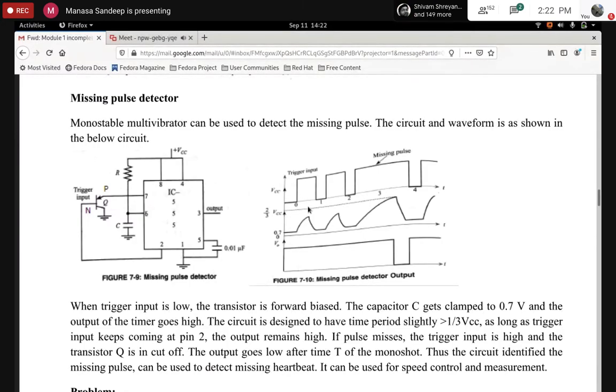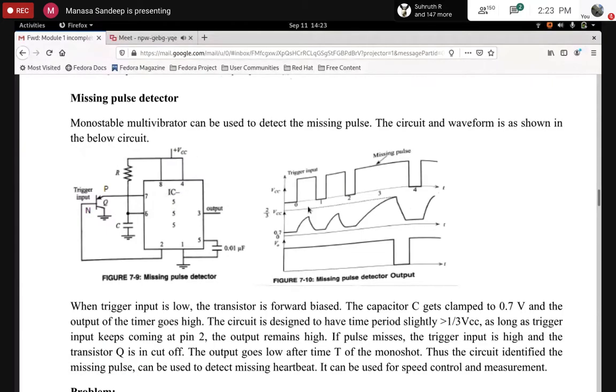The time period of the monostable circuit is made slightly greater than the pulse period. Why 1/3 VCC? The charging of the capacitor takes place between 1/3 and 2/3 VCC. Once it reaches 2/3 VCC, what happens? It means that the transistor is on. So whatever external transistor we have connected, that is off.